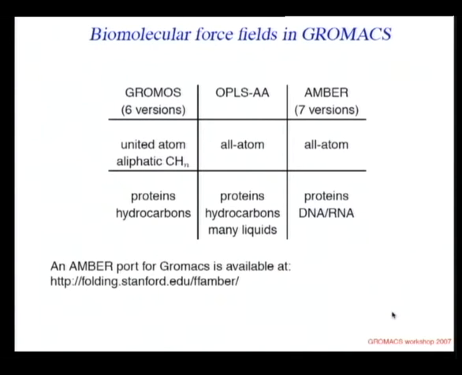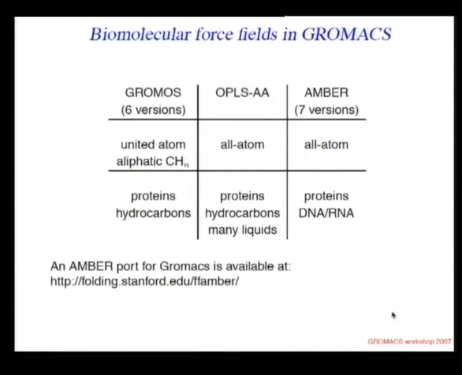So what we have in Gromacs at the moment, in terms of force fields, are three main force fields. There's the Gromacs force field, and then 6 versions of this actually. This is a united atom force field, which means that the aliphatic carbons have the aliphatic hydrogens on one side. So there are no explicit aliphatic hydrogens in the system. All the other hydrogens are there, so all the hydrogens that have significant charge are present in the system.